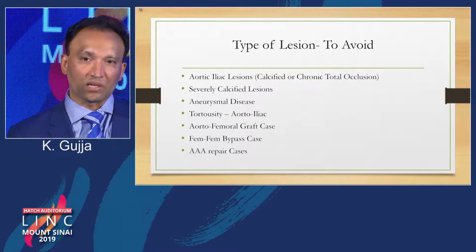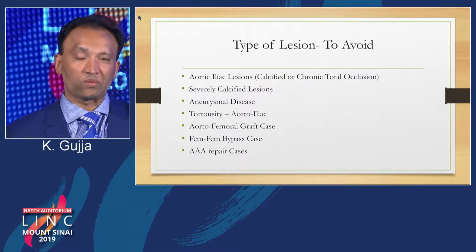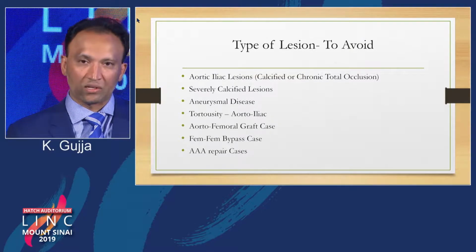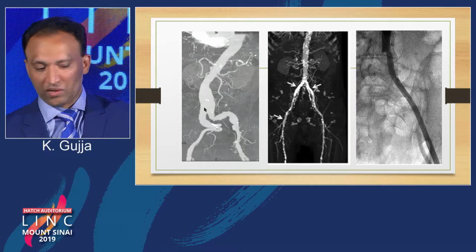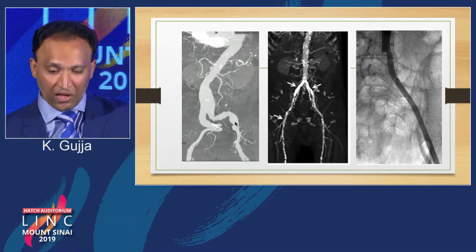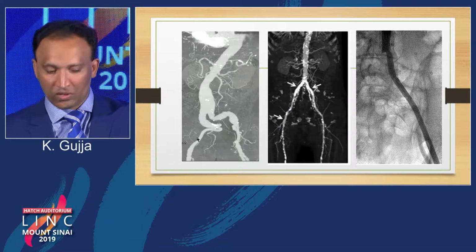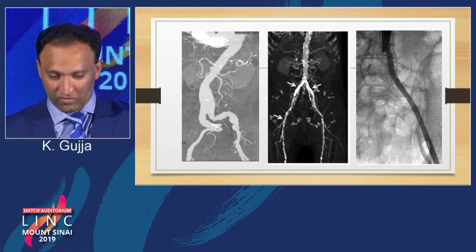AAA repair cases, again, difficulty. Remember, it's not only about patient complications, it's also about time. The amount of time you're going to spend in the OBL, is it worth it? So the first one is basically the tortuosity along with calcification and aneurysm. So this case is going to be difficult to cross over. Again, you can do pedal, yes, but it depends on the number of pedal vessels you have.